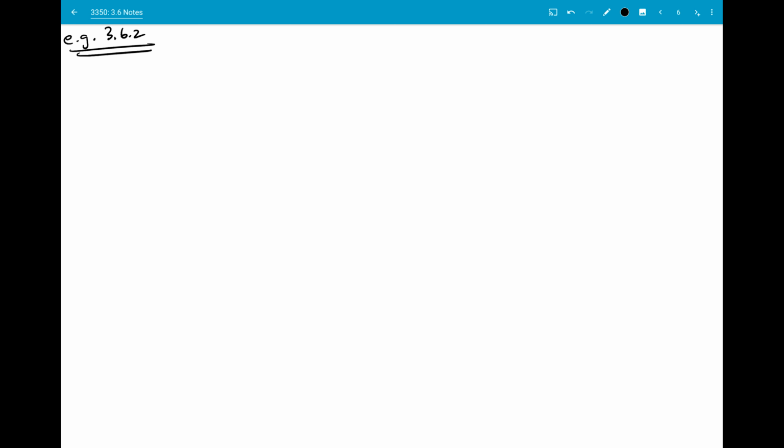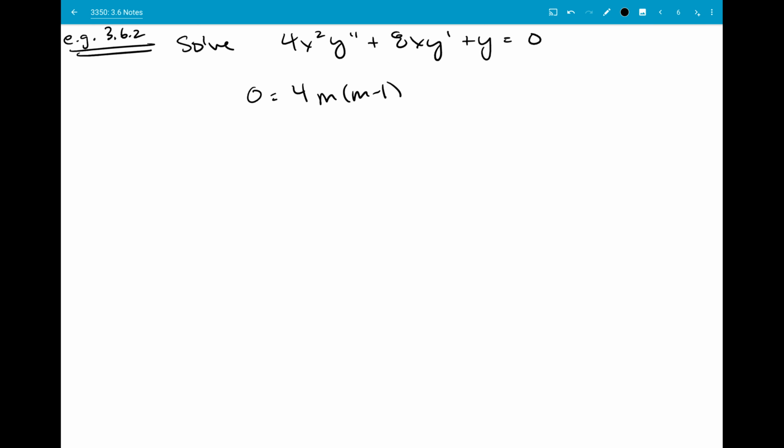So our next example is going to be to solve 4x squared y double prime plus 8xy prime plus y equal to 0. And so right away, you might be able to say, okay, I think I'm going to end up having something like 0 equals 4 times m times m minus 1, that gives me up to the second derivative, plus 8m plus 1, like that. And we're going to go through the steps to make sure that we know that that's what actually happens here.